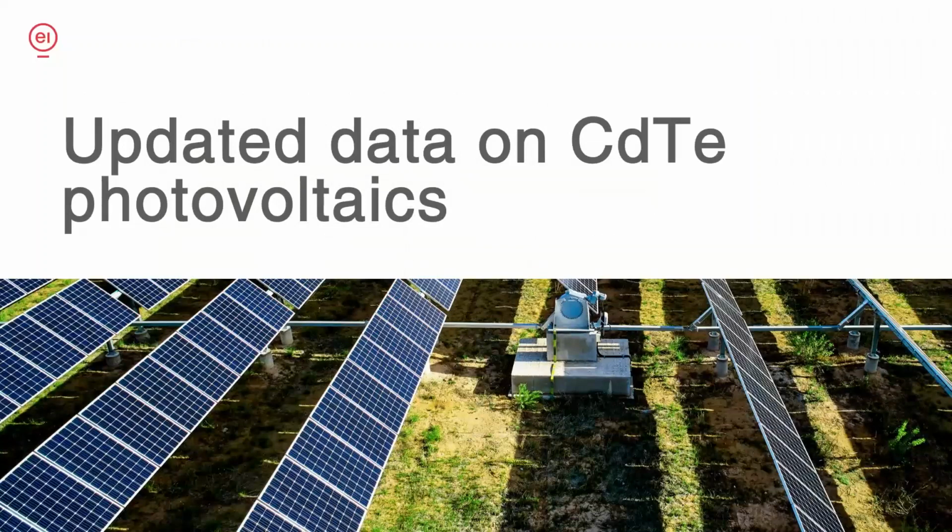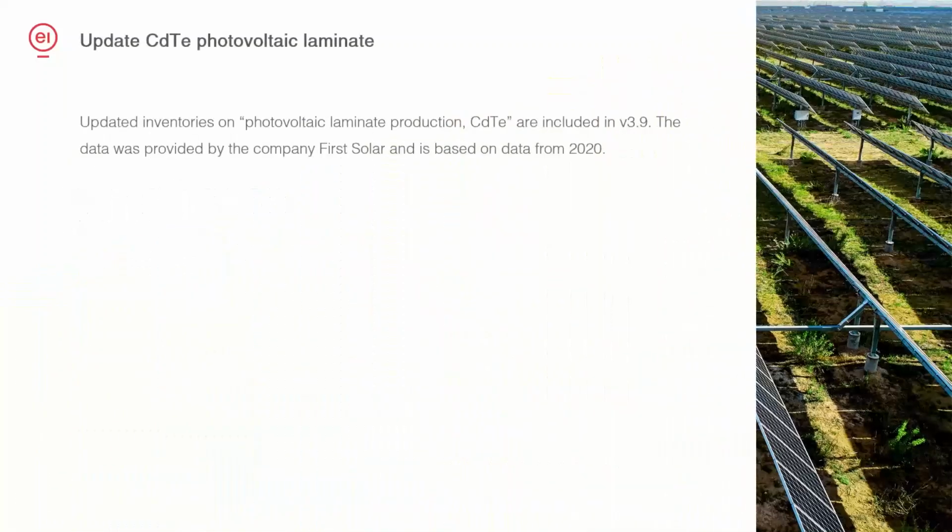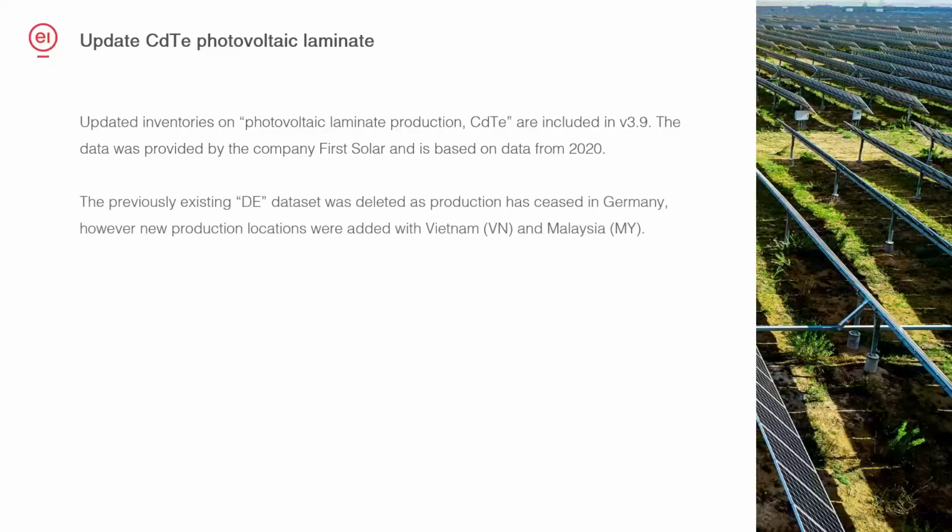The last update we performed for version 3.9 was an update on the cadmium telluride photovoltaic datasets. The update concerns the datasets photovoltaic laminate production CdTe, and the data was provided by the company First Solar, and its inventory is based on data from 2020. The previously existing geography of Germany was deleted as its production has ceased in the last years. However, new production locations were added for Vietnam and Malaysia. The US dataset was also updated, and the global dataset was recalculated.